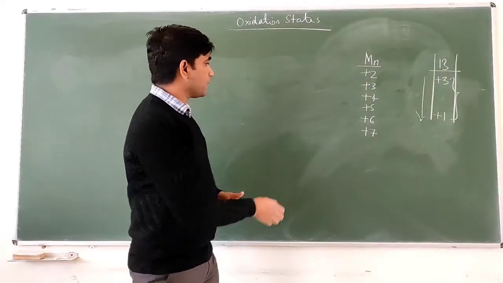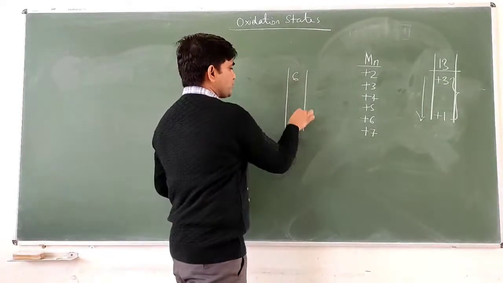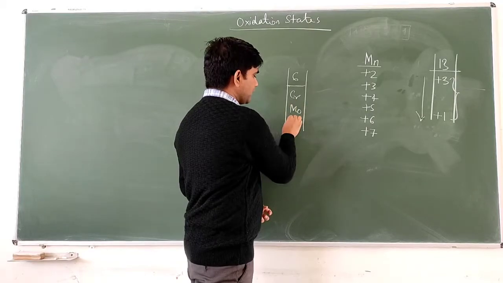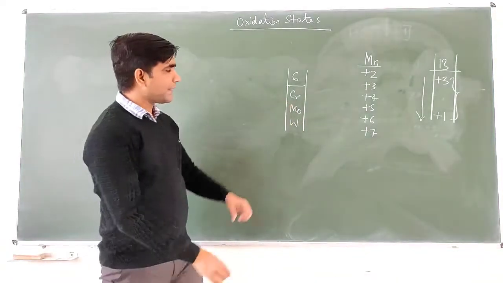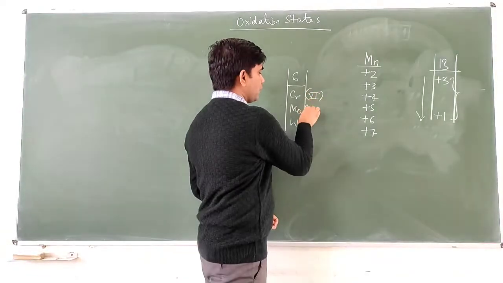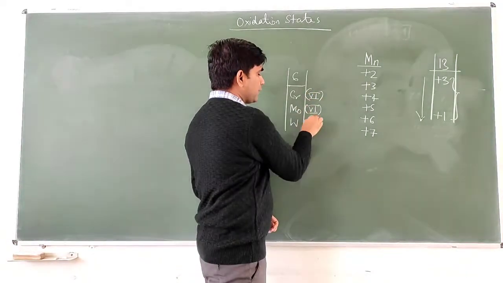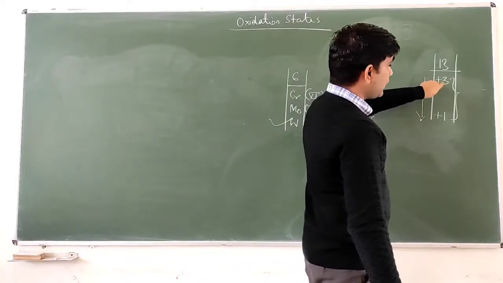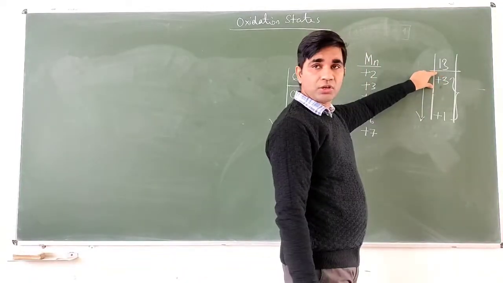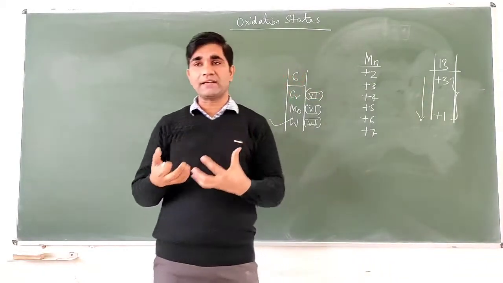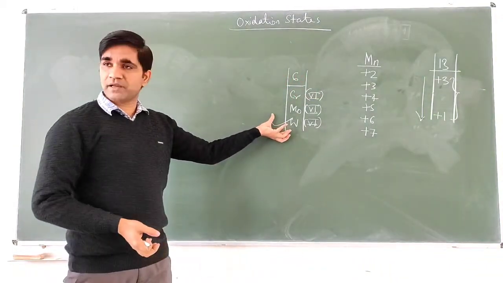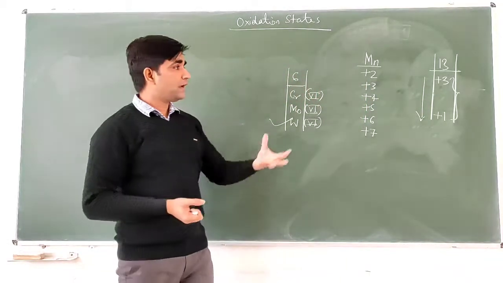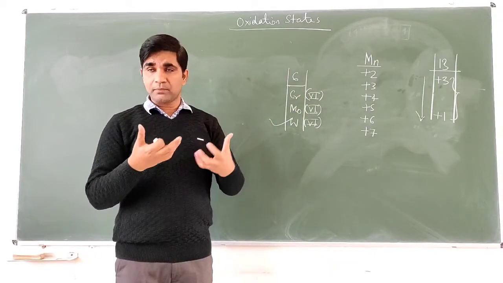One more difference is there. If I take the example of group 6, where the elements are chromium, molybdenum and tungsten, all these elements can exhibit +6 oxidation number, but out of these three, +6 is more stable for tungsten. Clear? So here we have seen the lighter element can exhibit a higher oxidation number, means the higher oxidation number is stabilized by the lighter element. But here the higher oxidation number is stabilized by the heavier element. These are the two main differences between transition elements and representative elements or p block elements.